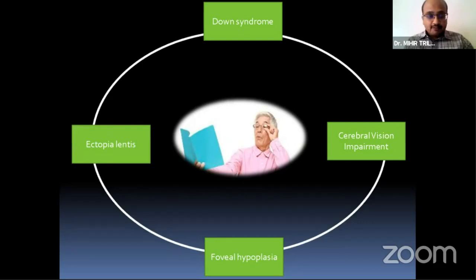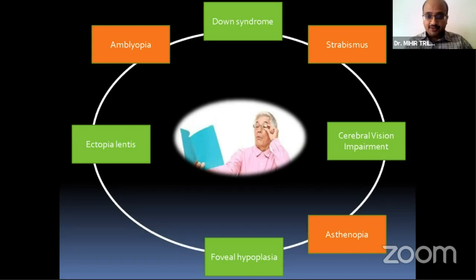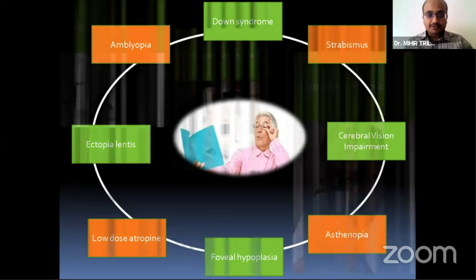A large number of children with ectopia lentis or amblyopia, strabismus, asthenopia, as well as children on low dose atropine also have dysfunction of their accommodation. So we need to recognize these abnormalities so that appropriate management, which is usually a bifocal prescription, can be given to these children.